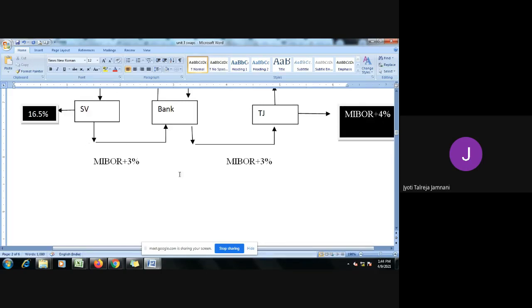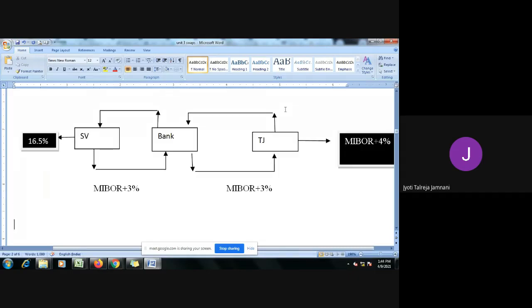We transfer from one company to the other. And now we will see what to do with the fixed rate. Okay, so let's see what all TJ has to do. Now TJ has to give a fixed rate to SV. And how much is the fixed rate? 16.5% it has to give.